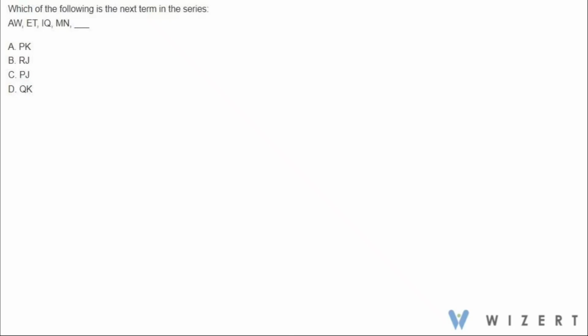We have this question here: which of the following is the next term in the series? So to find that, let's first write the alphabet: A, B, C, D, E, F, G, H, I, J, K, L, M, N, O, P, Q, R, S, T, U, V, W, X, Y, and Z.